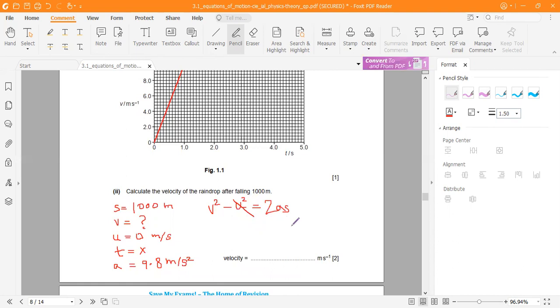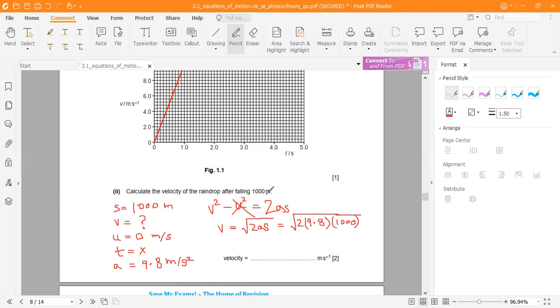And I will get this solution basically. 2 times A is basically due to gravity, so I can just write 9.8 here. And S, what is S? 1000. Okay, always check the units. If this was 1000 millimeters here, then I would put 1 meter because I always have to deal with SI units. So always give your answers in SI units.